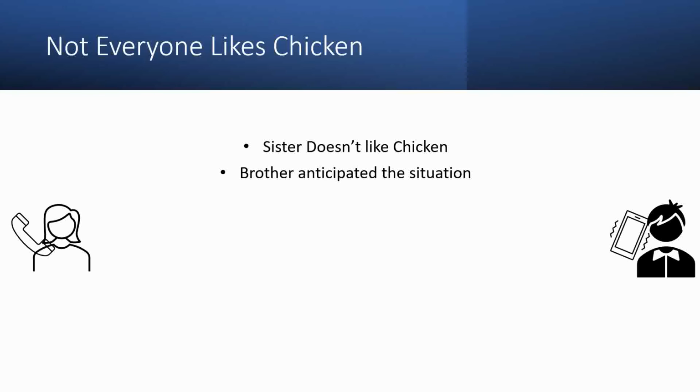So that is a bit annoying, but I anticipated the situation because, of course, I know her, and I know that she doesn't like chicken. I mean, it's not like she doesn't like chicken, but she doesn't overly like it. I mean, she likes other meats, let's say, more than chicken. So I anticipated that, but I had already purchased some chickens outright. So what do you do in that scenario?